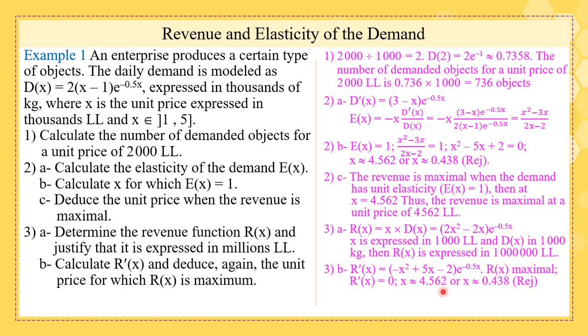4.562 is accepted, since it belongs to the interval [1, 5], while 0.438 is rejected. The answer is true, same as we found in the previous part, when we solved the equation E of x equals 1.